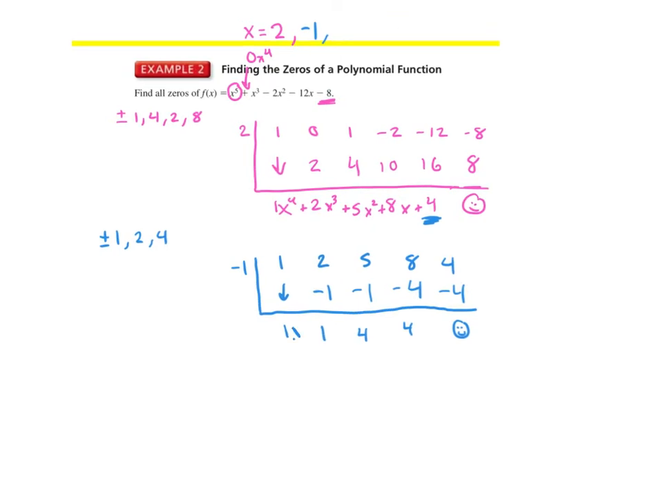Got to make this polynomial first. So we have x cubed plus x squared plus 4x plus 4. And we can factor by grouping. What can we take out of the first group? X squared. What are we left with? X plus 1. What can we take out of the second group?